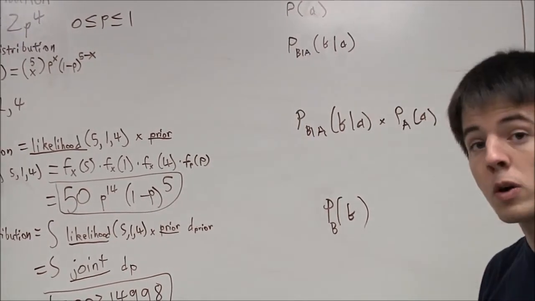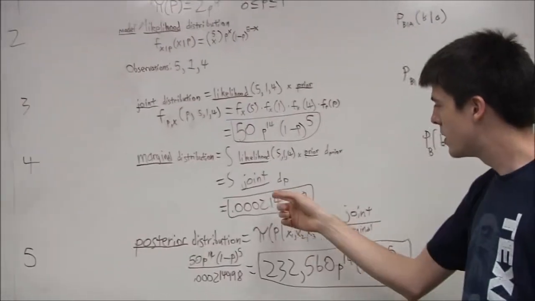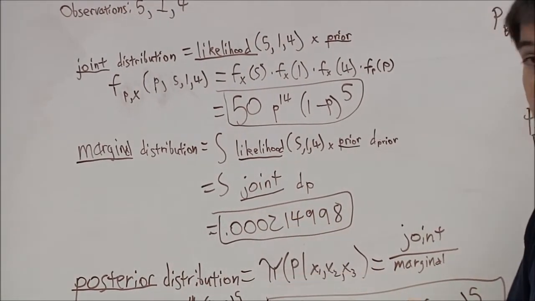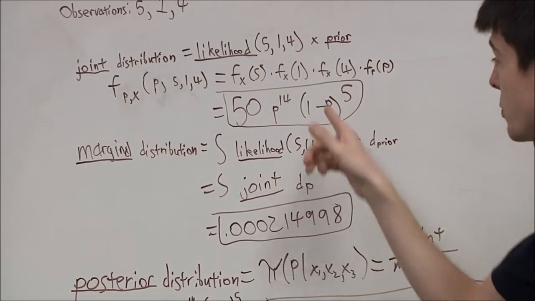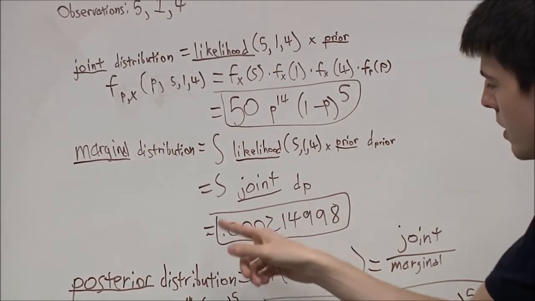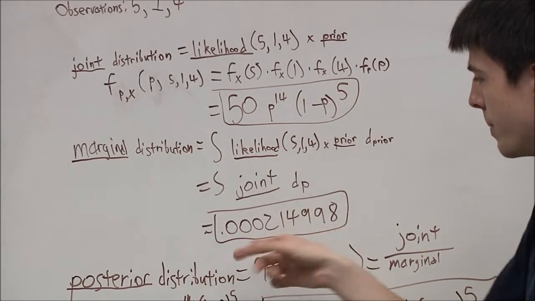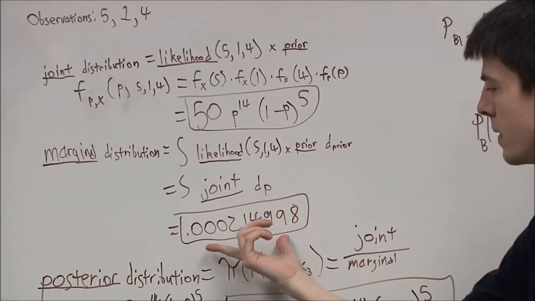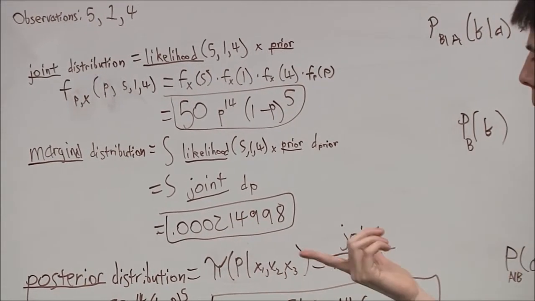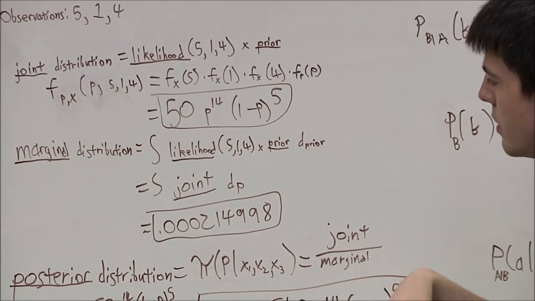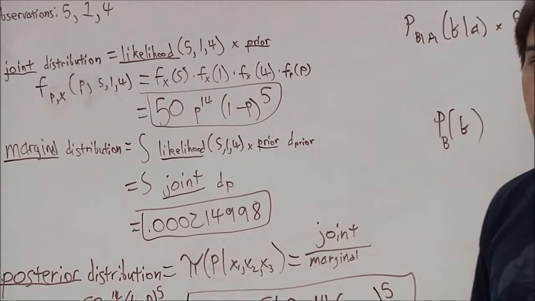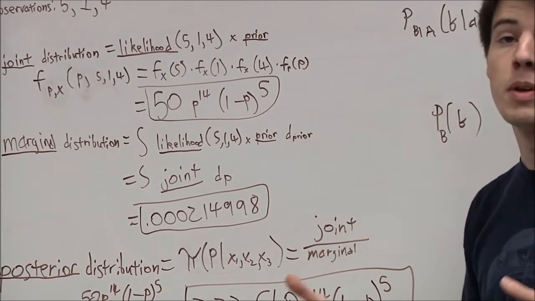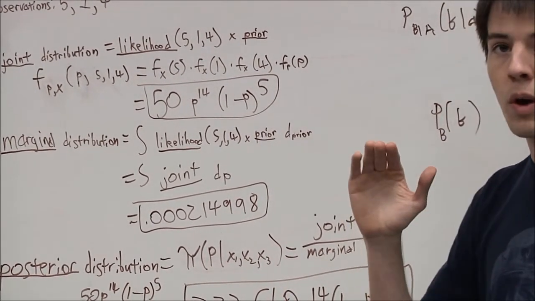Then we go ahead and calculate our marginal distribution, which is just integrating over the joint distribution with respect to p. And the final number you get out is this really tiny constant over here. The reason we're computing a marginal distribution is because it always gets out a constant, so that when we take the joint distribution and divide it by that constant, it'll normalize the joint distribution into a legitimate probability function that integrates to 1.